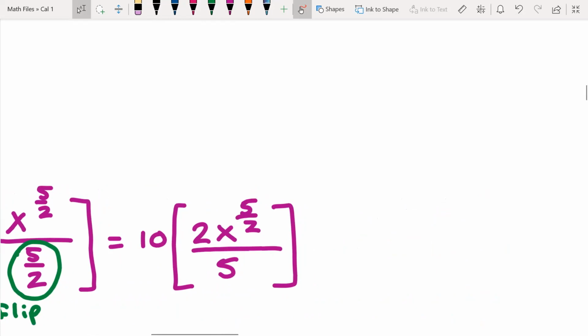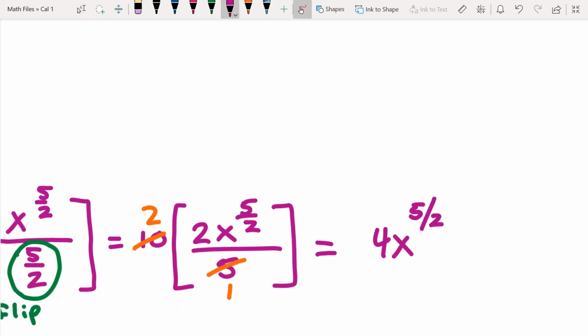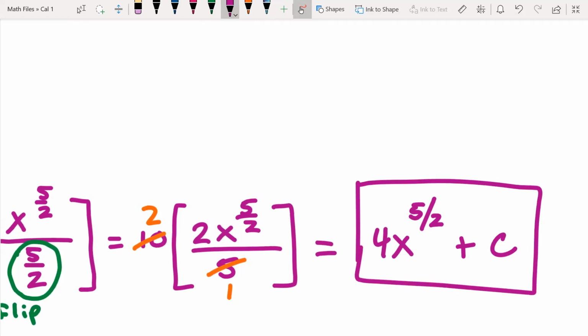Almost there. Go ahead and simplify this. That 5 becomes a 1. That 10 becomes a 2. And we will get 4x to the 5/2 plus c. Yeehaw.